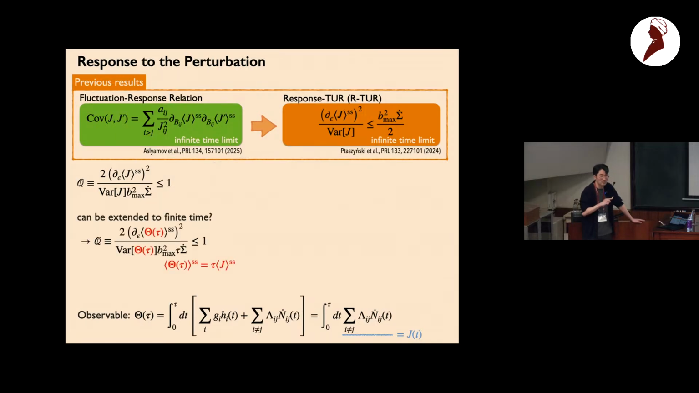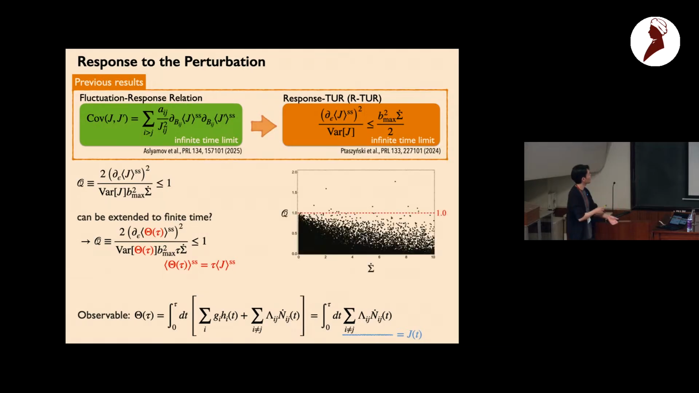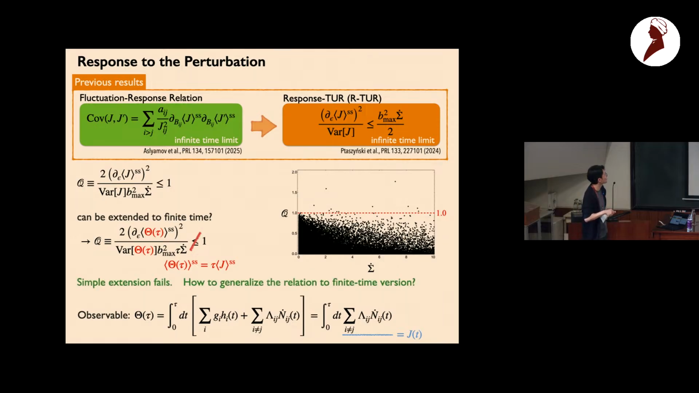And then the next question naturally arises. This inequality holds only for the infinite time limit, so we want to extend it to a finite time version. For doing this, we can simply write the finite time version of this inequality in this way. This is not a derivation, we just write the finite time version of this one. Then we can first check numerically whether this inequality holds or not. So we did it. This is a numerical check of this inequality, and this is the bound 1. But you can see that there are some violation points here. That means that this simple extension is not valid. So how can we generalize this relation to a finite time version?